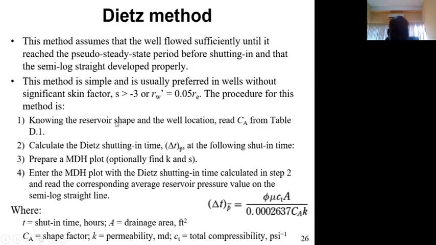For your own given reservoir shape and well location, you read the shape factor from Table D1 and then calculate the Dietz shut-in time. Of course, you need to prepare the MDH plot. Then you enter the MDH plot with the Dietz shut-in time to get the corresponding average reservoir pressure on the semilog straight line.